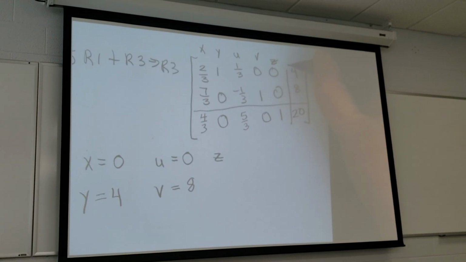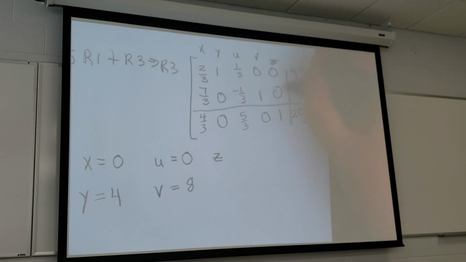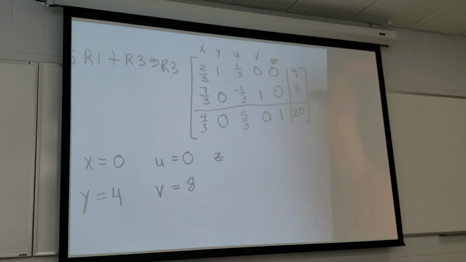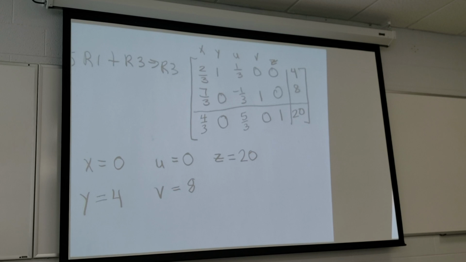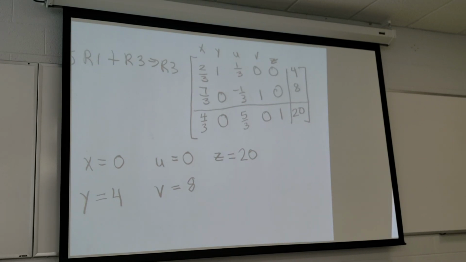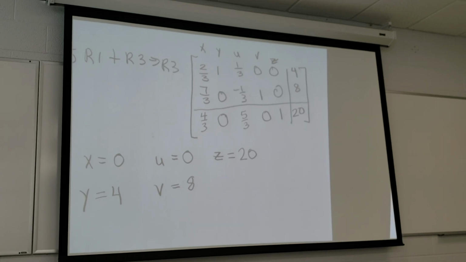Z, does it have a 1 and everything else zeros? Find the 1, go across, 20. So, your value is that Z is maximized. The value is 20. Remember how you did it on the test where it was graphed and you just found the points? My value is 20 and it's at the point 0, 4.